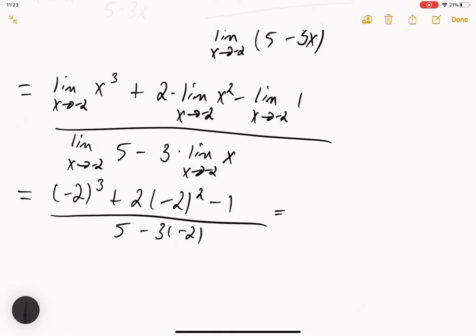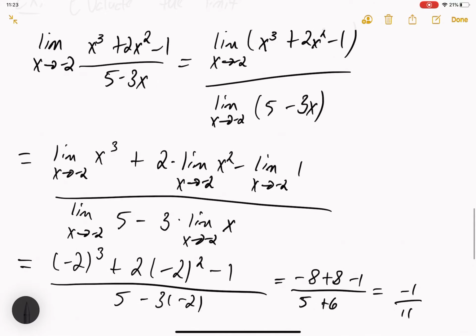And when we simplify that, this will be -8, this will be +8, plus 8 minus 1, over 5 plus 6, which equals -1 over 11. And that's our final answer.